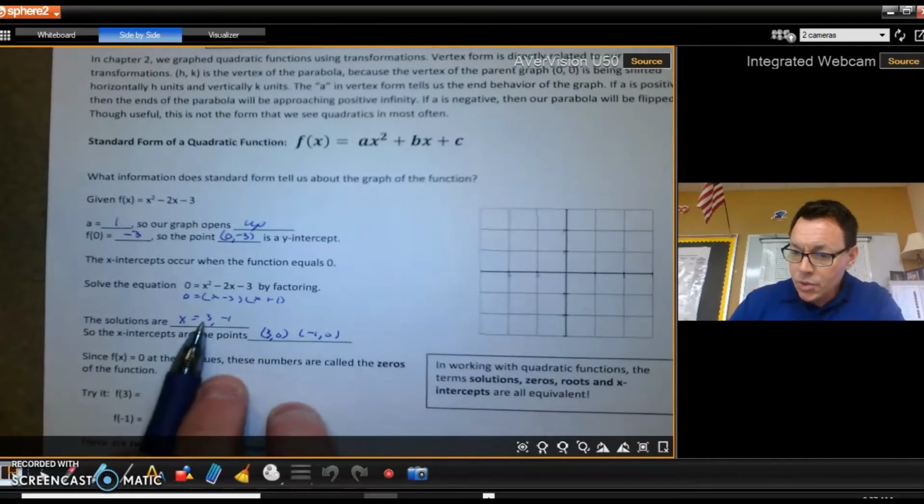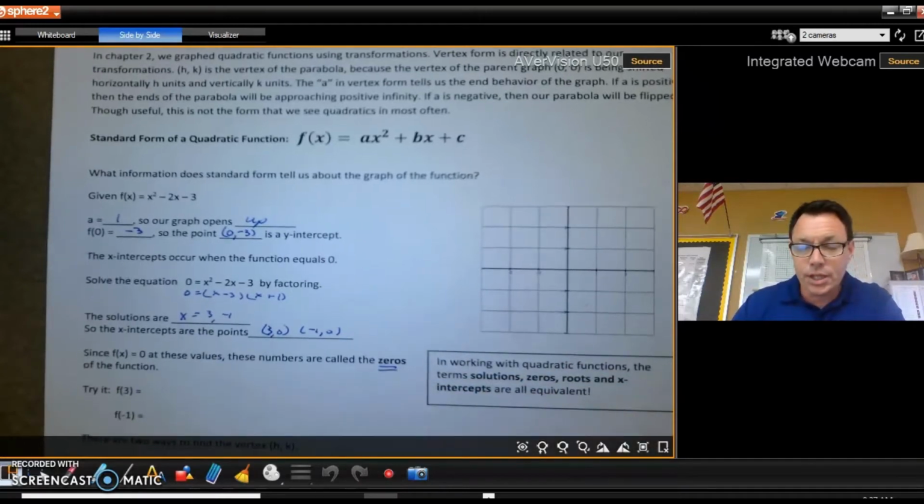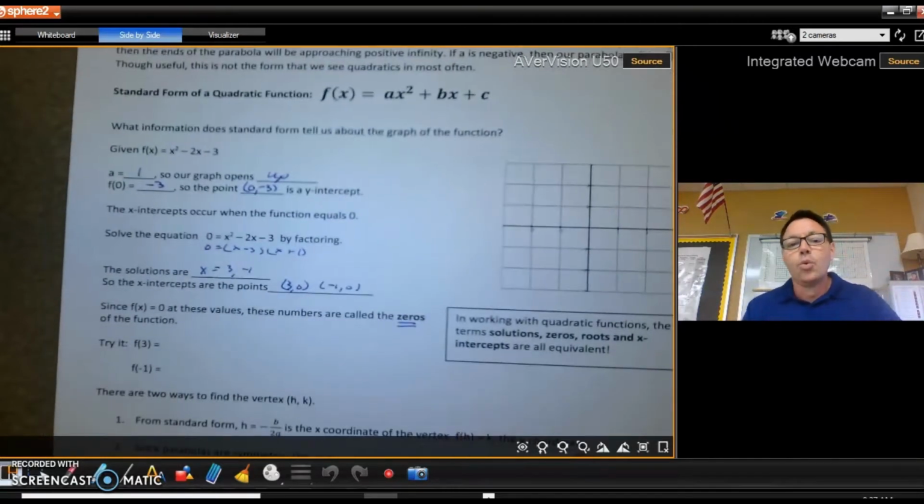These two numbers, 3 and negative 1, are also called the zeros of the function. And you're going to hear that a lot in the next section that's coming up. When we talk about zeros, what it means is what are the numbers that when I plug in, they make the function equal 0. So it's just a fancy way of talking about the x-intercepts, okay?